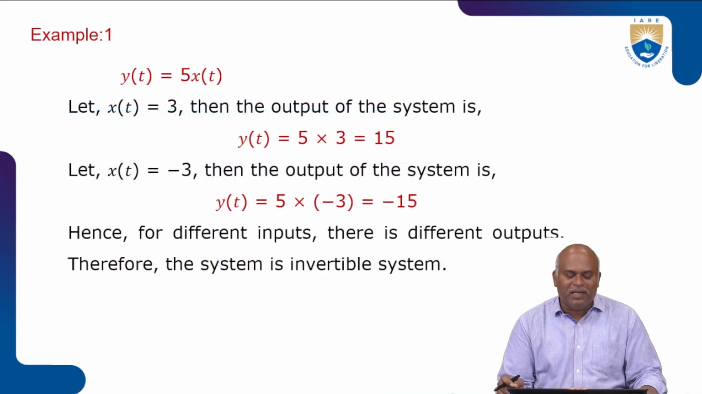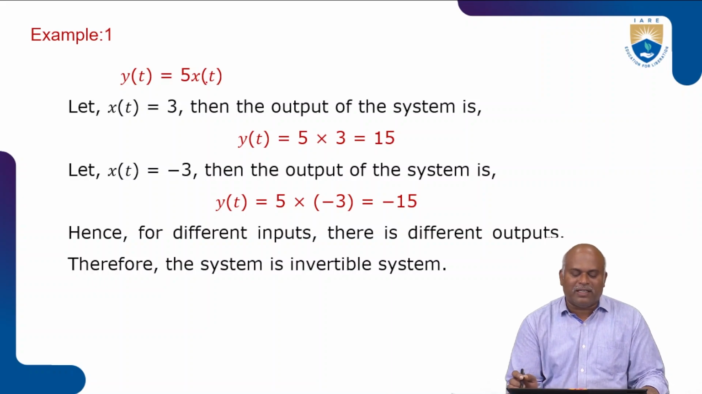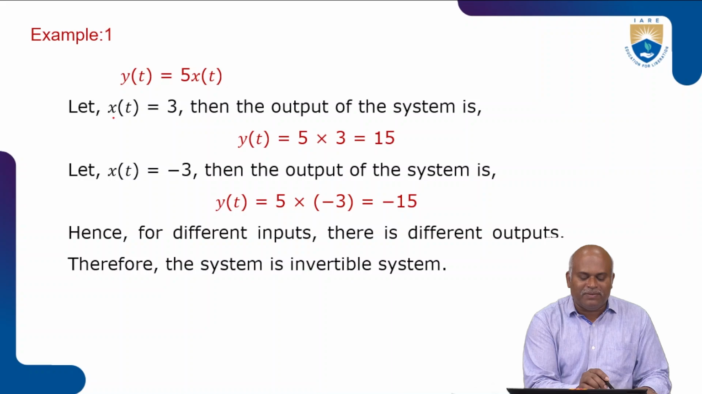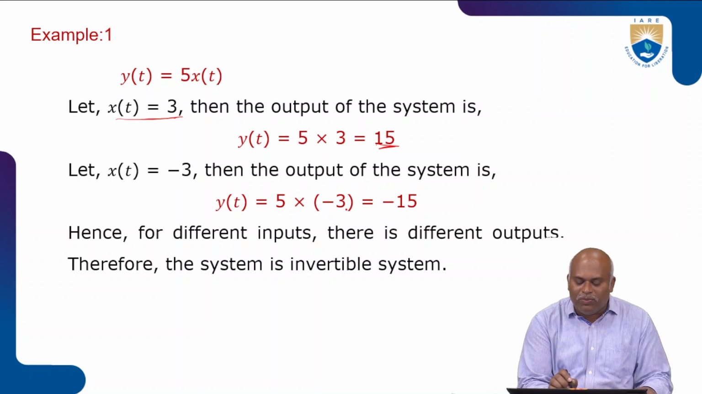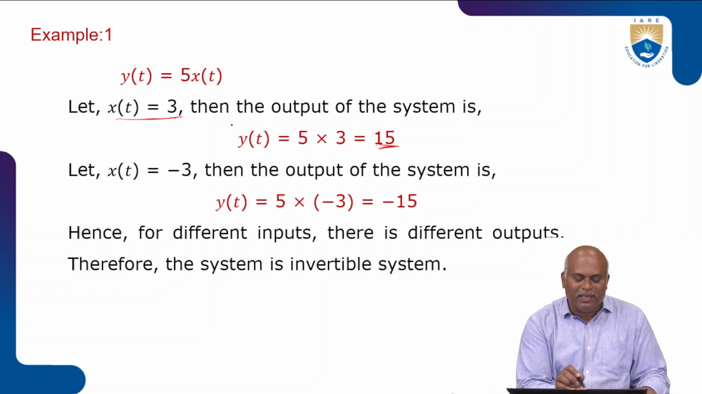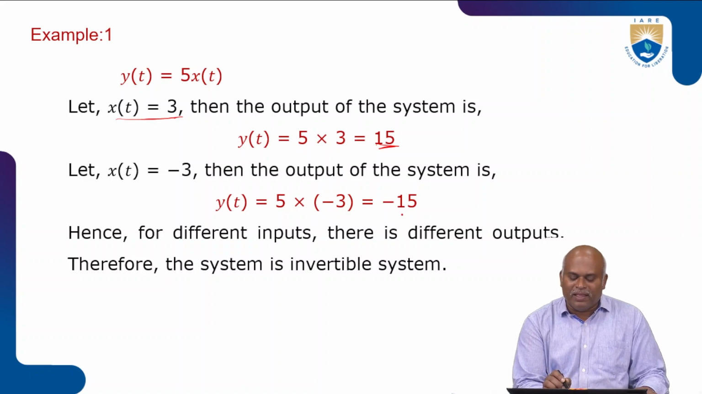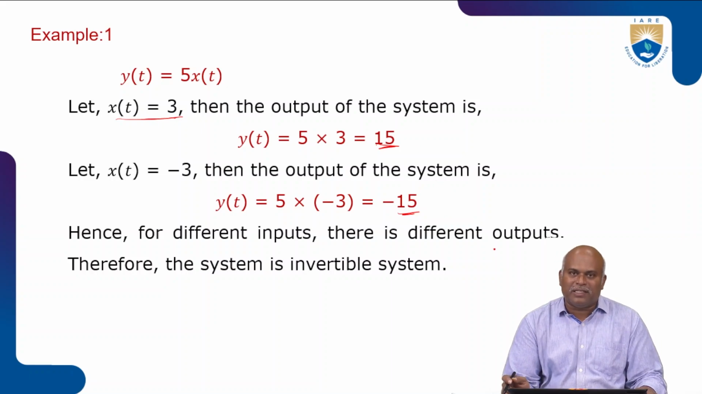For example, take y of t equal to 5x of t. Now I give x of t equal to 3. Then the output of the system is 5 into 3, that is 15. Now I give minus 3. X of t is minus 3, and the output is 5 into minus 3, substituting minus 3 where x of t is, so we get minus 15. Comparing these two, for different inputs we get different outputs. Therefore, the system is an invertible system.